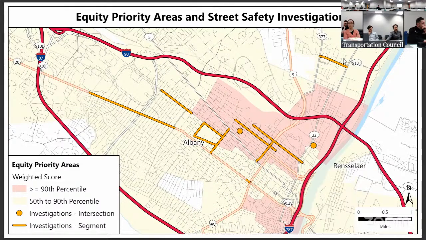Some of the maps show how these sites were selected.